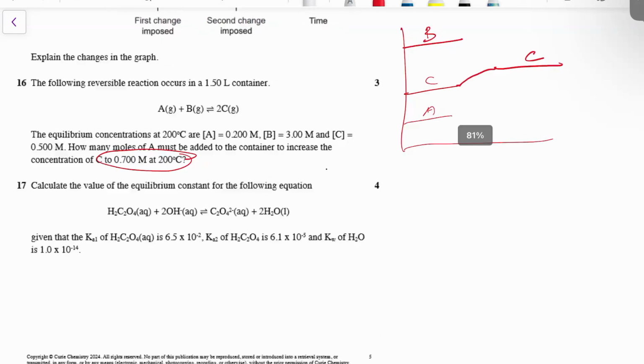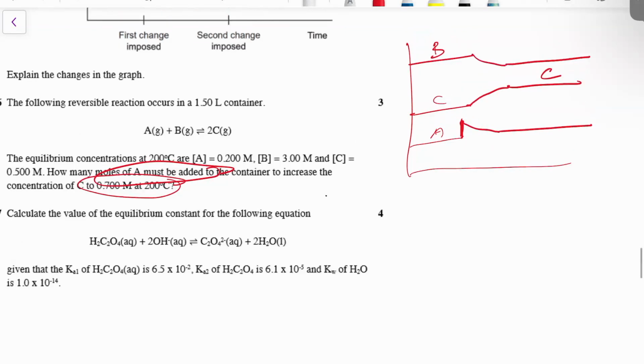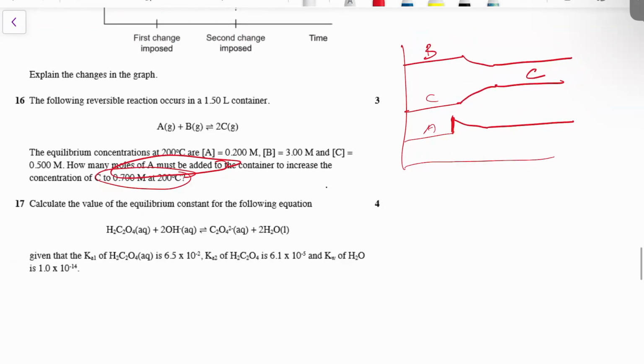The question says, how many moles of A must we add? Which means the immediate change is a change in A. And then over time it goes down, and then B goes down over time. Now, these numbers at the start here, the 0.2, the 3, and the 0.5, will give you a value for K.